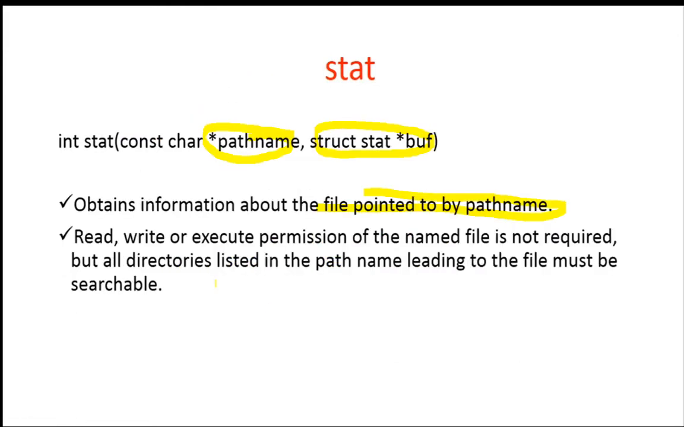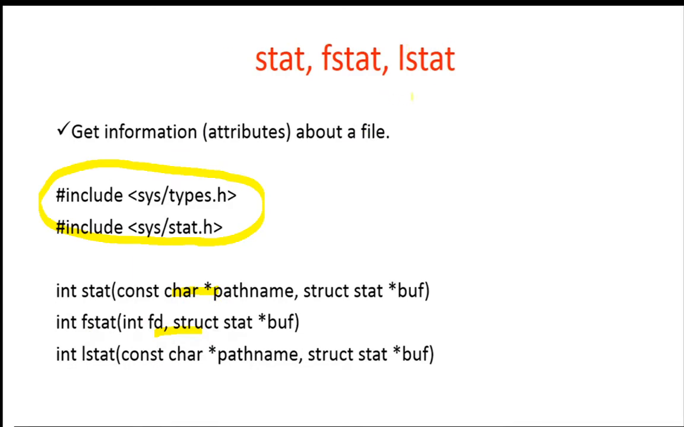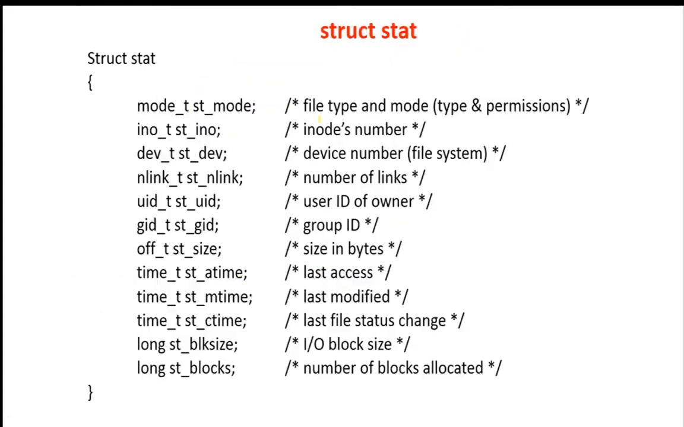So three forms are there: stat, fstat and lstat. Stat is for accessing the information or the attributes about the files or the directories, you can say. Here you are going to pass the path name as a parameter. With fstat, you are going to access the structure of the file. With lstat, you are going to access the structure of the linked files.